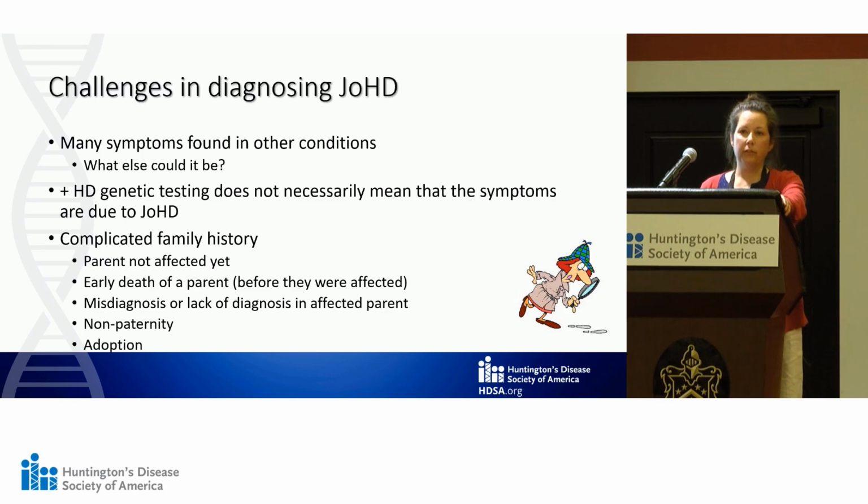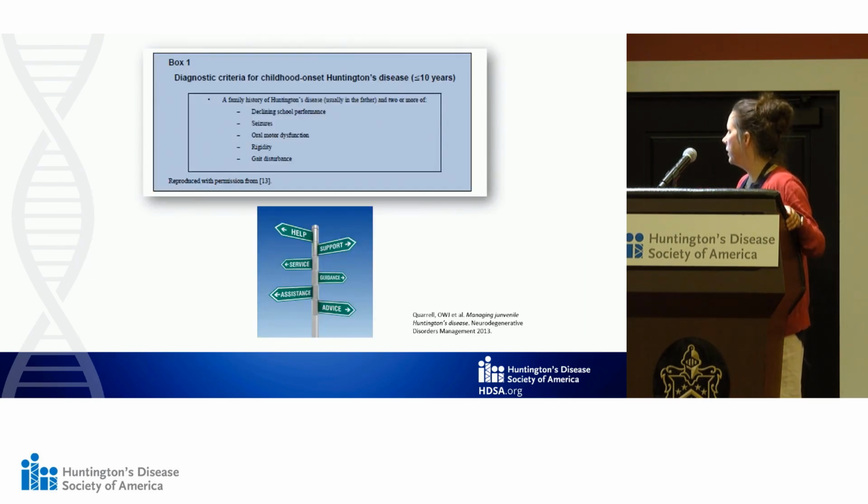So it could be that the parent's not affected yet and the family history is not clear above dad. There could be an early death of a parent, potentially a motor vehicle accident, something that took them from our world before they were able to present with symptoms. Misdiagnosis or lack of diagnosis, maybe there's a psychiatric history, someone was diagnosed with schizophrenia, and it was misdiagnosed. So we might potentially have a misdiagnosis in the family. There's non-paternity issues. Dad might not be dad, okay? And we have kiddos that are adopted, and we don't know what the family history is.